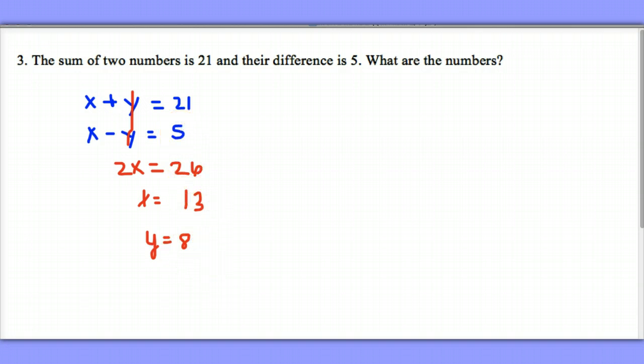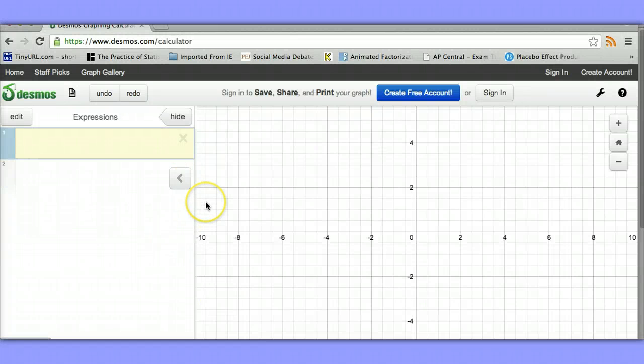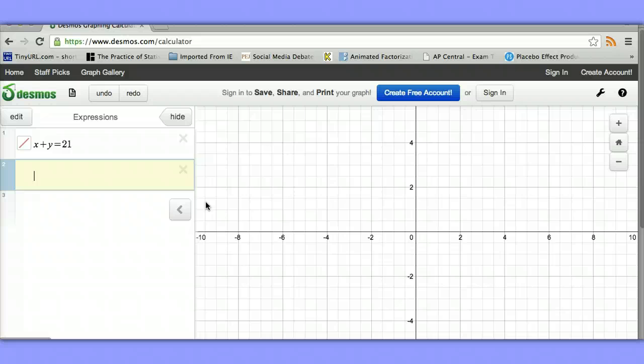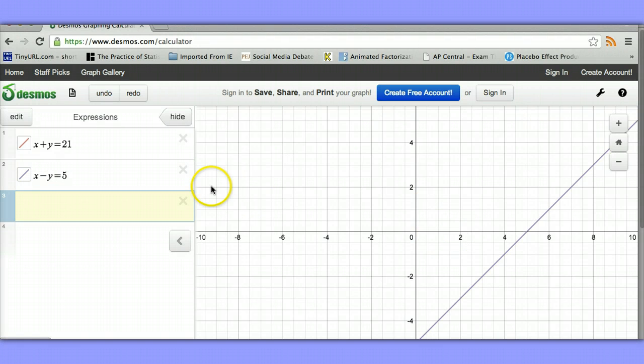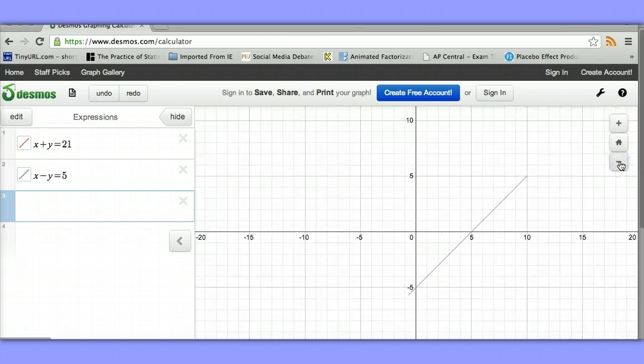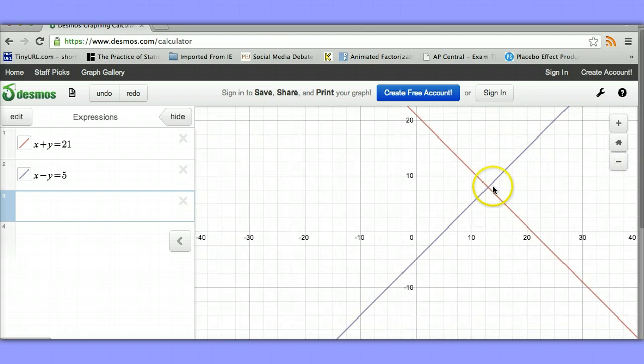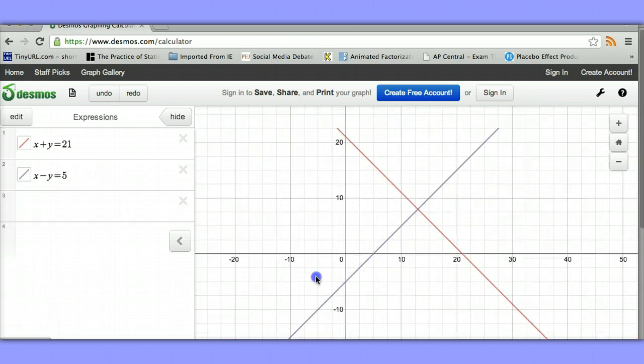Just a quick reminder of how you could solve this system using Desmos. We'll go here to desmos.com. So our one equation was x plus y equals 21. Our other equation was x minus y equals 5. And let's see, we can't see the solution to this system, so let's zoom out. Oh, there we go. Now we can see the solution to this system.